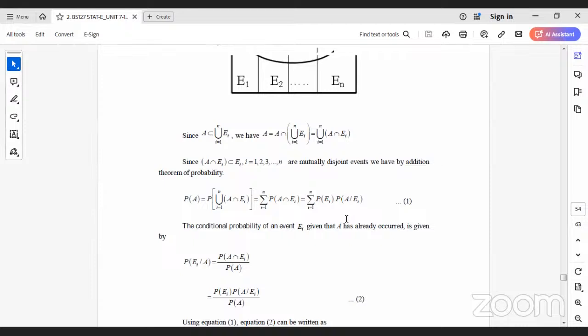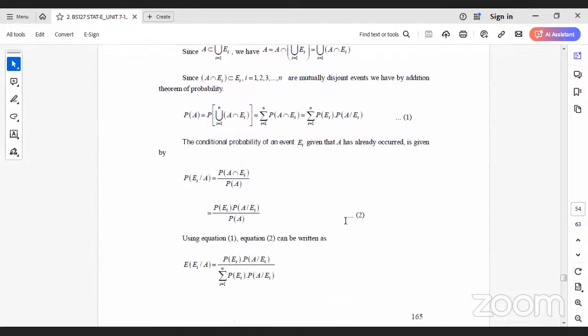The conditional probability of the event Ei given that A has already occurred is given by P(Ei/A) = P(Ei intersection A) by P(A). P(Ei intersection A), how can we write this? We can write it as P(Ei) into P(A/Ei). So therefore, as per Bayes condition, P(Ei/A) = P(Ei) into P(A/Ei), divided by the summation of P(Ei) into P(A/Ei), we are writing the condition here.